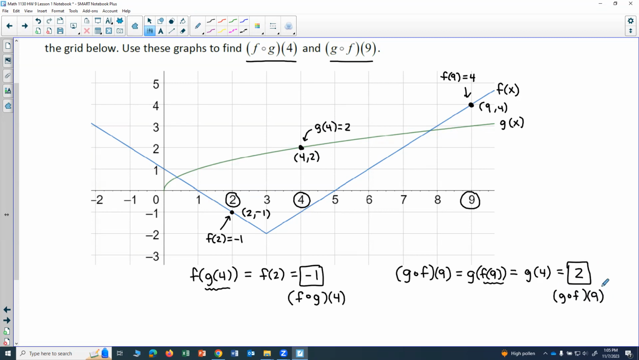So on a graph, you have to start with the inner function. So for the f of g of 4, first I figured out g of 4. Then I took that y value, I plugged it into my f function as the x value, and figured out the outcome from that. For g of f of 9, I figured out f of 9 first. That was equal to 4. So then 4 became the input for g. And so I went to x equals 4 and figured out the output for g there.